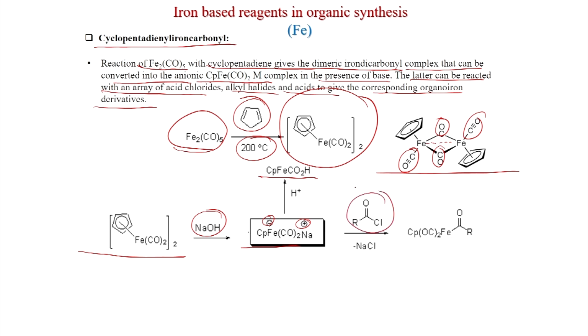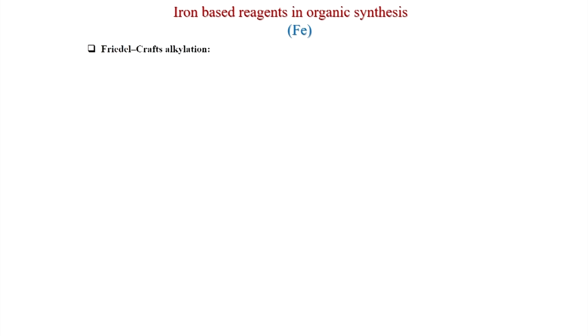Alternatively, if you react with RCOCl, then this iron is reacting. So, iron is reacting with RCOCl and you get this FeCOR with the elimination of sodium chloride. On the other hand, if you react with RX, then the iron takes the R and again you get sodium chloride elimination. So, this is very important. If you put sodium hydroxide, then you can get this CpFe(CO)2 sodium, and then you can treat either acid or acid chloride or alkyl halide to get defined organoiron compounds. Now, we will see different reactions of iron.